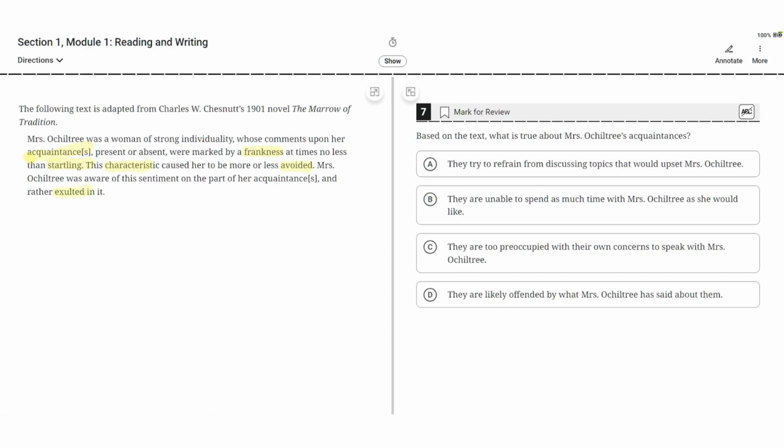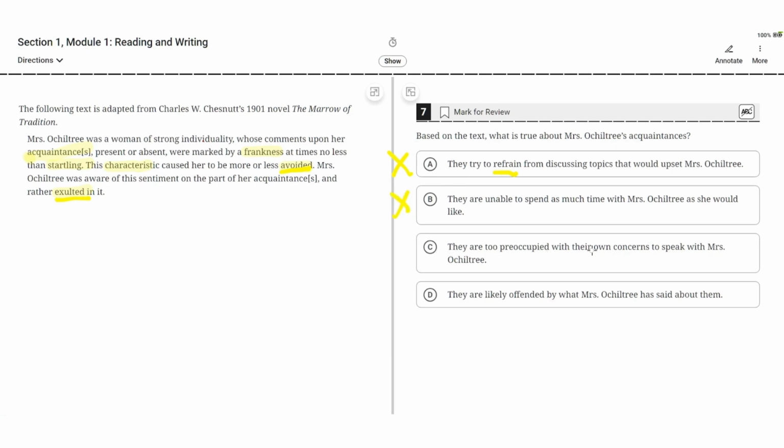So option A says they try to refrain from discussing topics that would upset Miss Ochiltree. This is incorrect because the text didn't say that her acquaintances refrained from discussing topics that would upset her. It says that they just avoided Miss Ochiltree. So A is incorrect. B. They are unable to spend as much time with Miss Ochiltree as she would like. This is incorrect because the passage doesn't say that Miss Ochiltree would like to spend more time with her acquaintances. Rather, it says that she knew that her acquaintances avoided her and that she exulted in it, which means that she liked it.